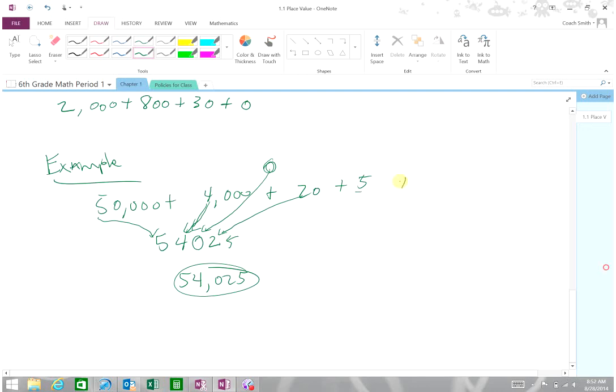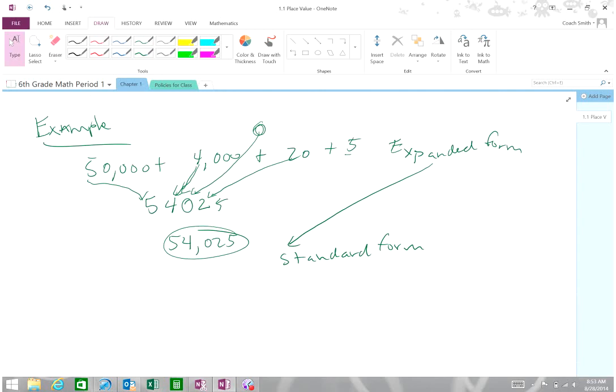Okay, that's going from expanded form to standard form. Okay, that's one of the things they're going to ask you to do on the work tonight. Okay, to go from expanded form to standard form. Okay, so I want you to do number 12 on your own. Okay, so look at number 12. Okay, do number 12 on your own. They want you to take it from expanded form to standard form.